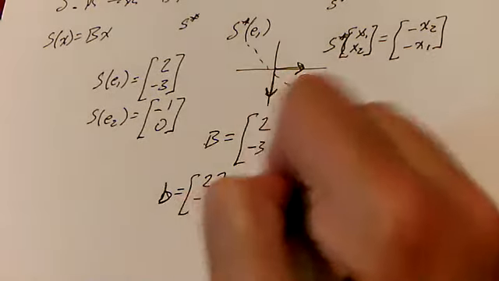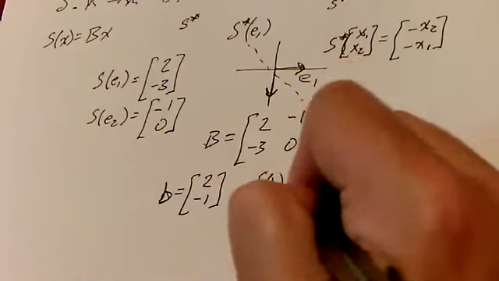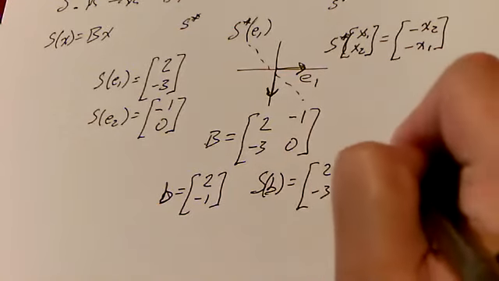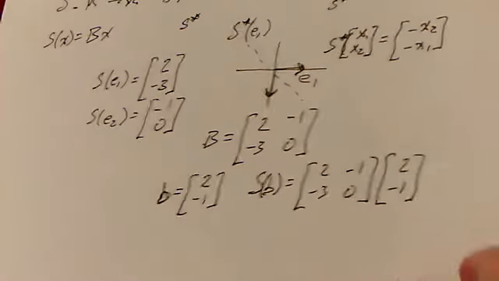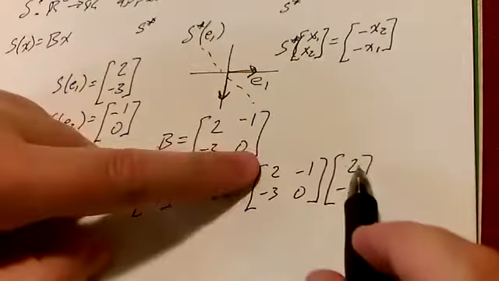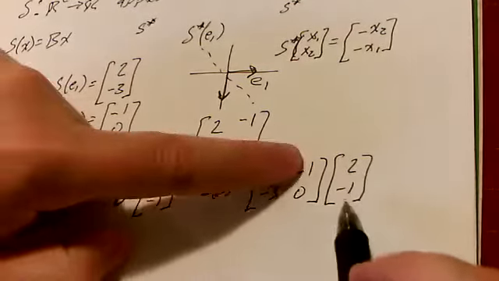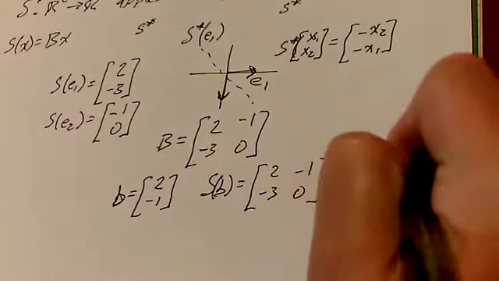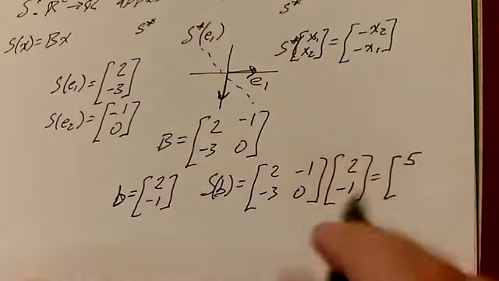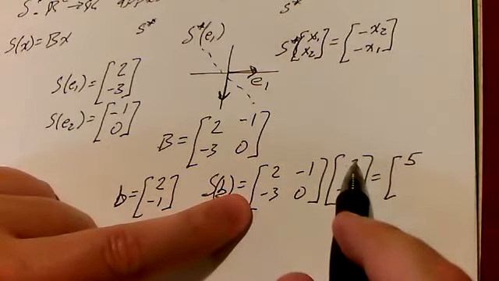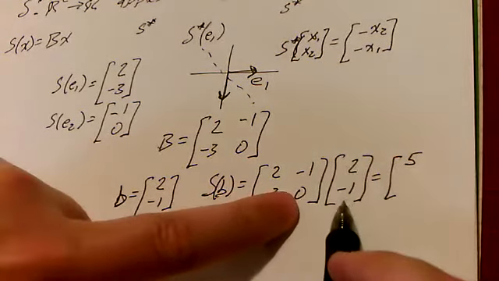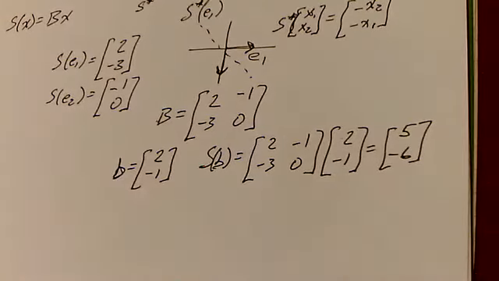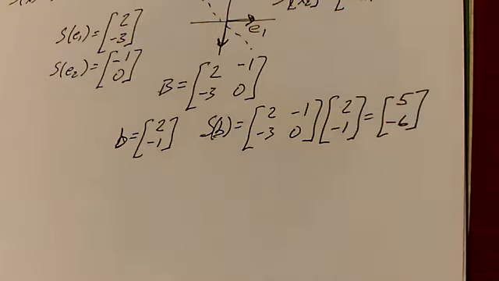Well, S of B would be equal to 2, negative 3, negative 1, 0, multiplied by this vector B that I picked out. And so we multiply that in the conventional way, going across the rows and down the columns. So 2 times 2 is 4, negative 1 is 1, so 4 plus 1 is 5. And then negative 3 times 2 is negative 6, plus 0. So 5, negative 6. Okay, and we also know from solving equations, again, this all fits back together.